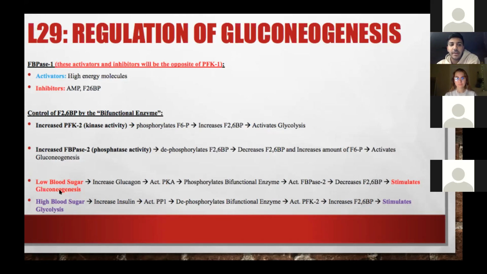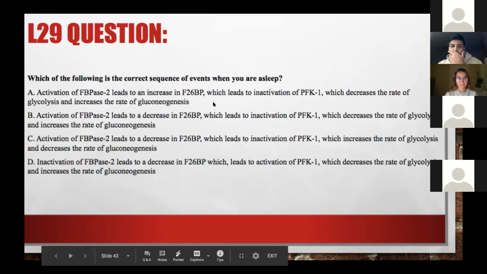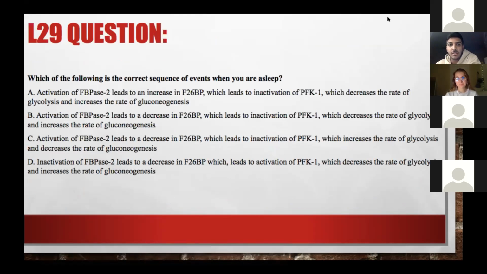And if you run through the scenarios, the reason why I highlighted the beginning and end is it matches up. If you draw this pathway out, you can see that it matches up: low blood sugar, gluconeogenesis; high blood sugar, glycolysis. And once you have insulin, then you have PP1, that's going to dephosphorylate, and that's going to activate your kinase. And so you're going to go from fructose 6 to fructose 2,6. And anytime you have a high level of fructose 2,6, you're going to stimulate glycolysis. So it all makes sense essentially if you run through it. But this is just an example of something you could see.